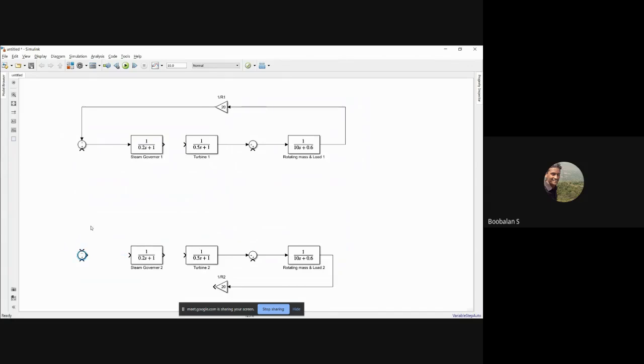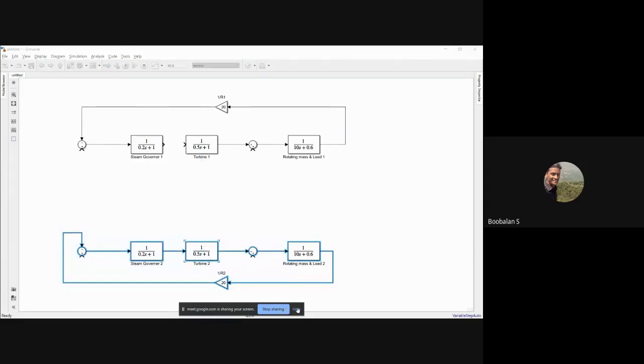This is also negative feedback. Here you could see in my area 2 is also negative feedback, right? That's why I'm just going to bring it back and place it over here. This will represent my area number 2. In area number 2 also, I need to reconfigure these parameters. So for steam governor number 2, I need to go with that problem.